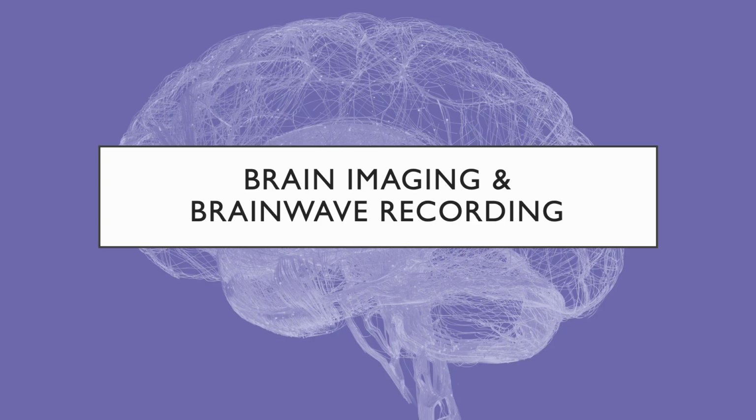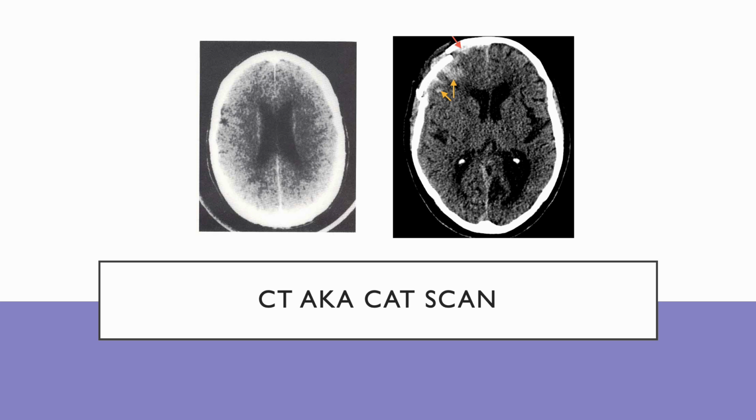Now we're quickly going to talk about brain imaging and brainwave recording. This allows us to look at different areas of the brain. First, we're going to talk about a CT scan, which is also known as a CAT scan.